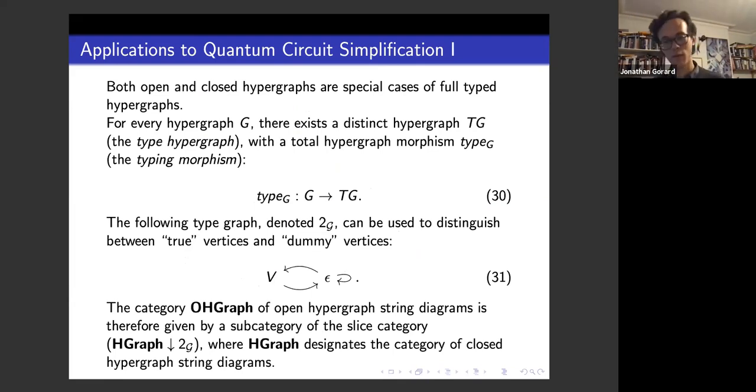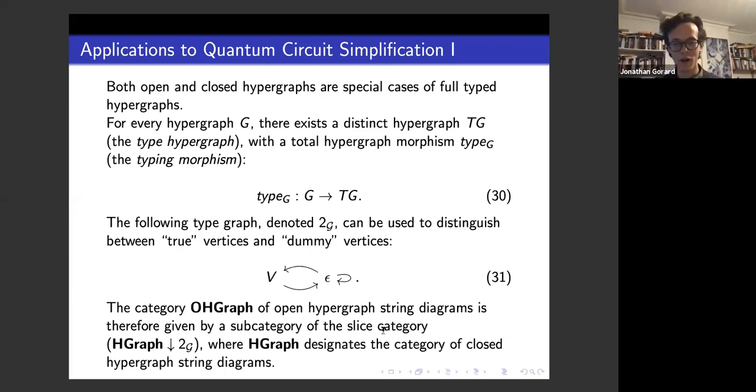So the first thing we want to do there is to say, well, the hypergraphs that we've considered so far are closed hypergraphs, but actually both open hypergraphs and closed hypergraphs. Okay, sorry. When I say closed, I mean that there are no dangling hyperedges. There are no hyperedges coming out without vertices bounding them. But both open hypergraphs and closed hypergraphs are special cases in this category of typed hypergraphs that we built right at the beginning. So for any given hypergraph, there's a hypergraph that is equipped with a total hypergraph morphism from the given hypergraph G to the type hypergraph TG.